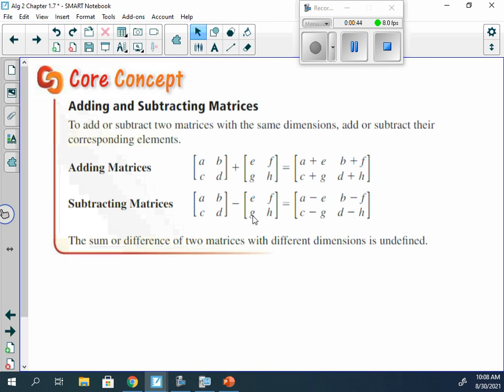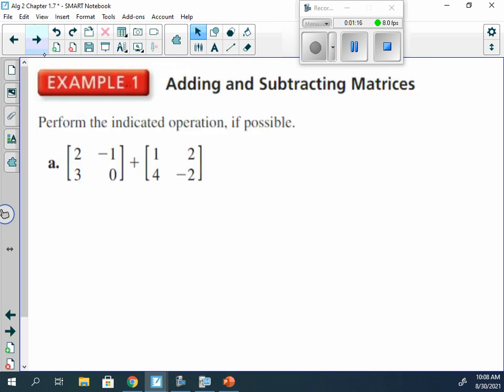So if we look at adding for this one example they gave us, A is in the top left. The corresponding element would be E, so we add A and E. B and F, C and G, D and H. Subtraction is the same thing, except instead of adding, we would subtract. And that's it. Now, the sum or difference of two matrices with different dimensions is undefined. We cannot add or subtract two matrices that do not have the same dimensions. It doesn't work.